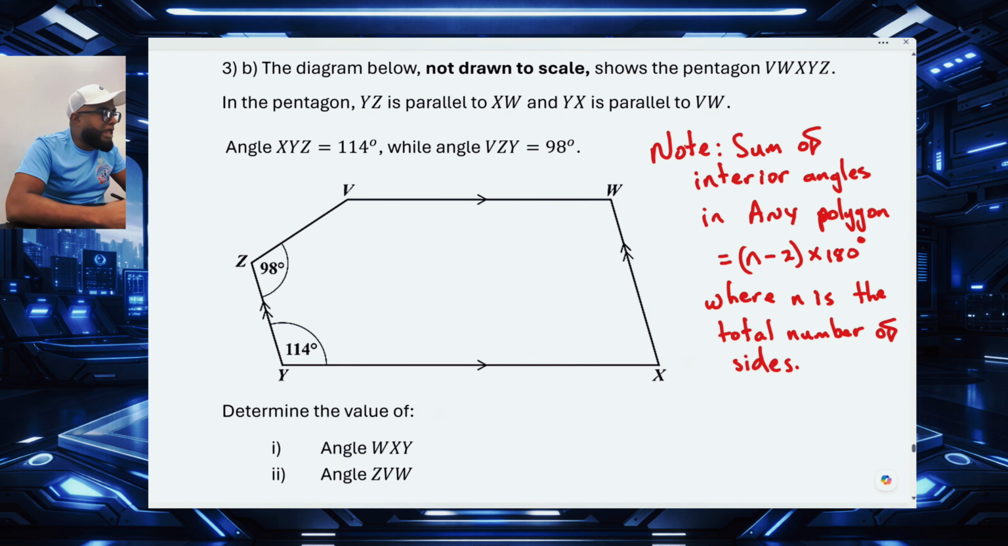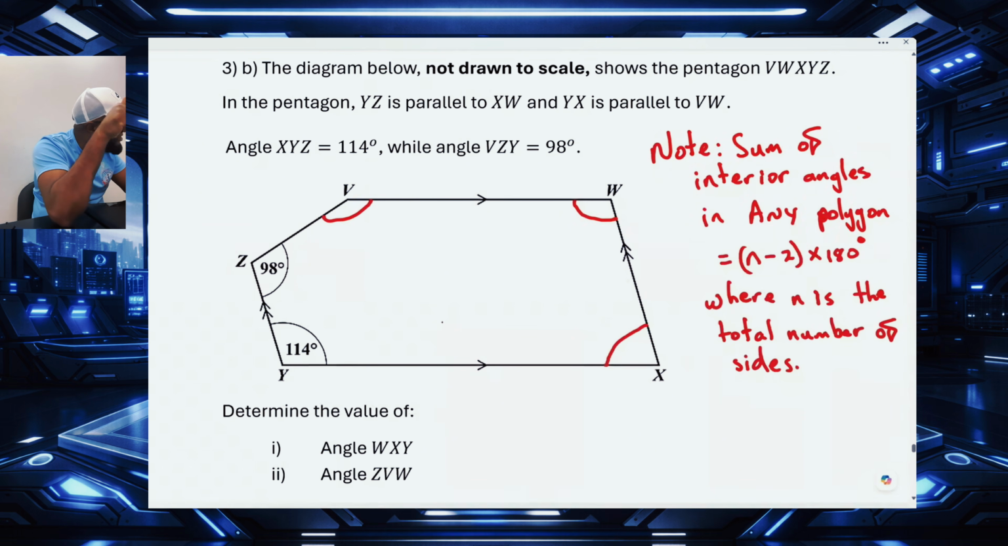So I gave you all a little note here before you start this question. It says the sum of the interior angles in any polygon. A polygon being a shape with 3 or more sides. So we're talking about a triangle, rectangle, any kind of quadrilateral. When you add up all the interior angles, you could use this formula to get the answer: n minus 2 multiplied by 180, where n is the number of sides.